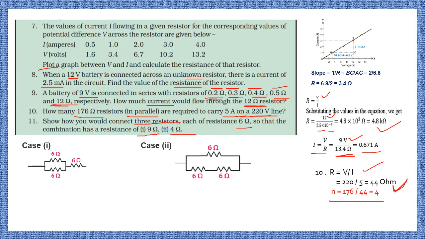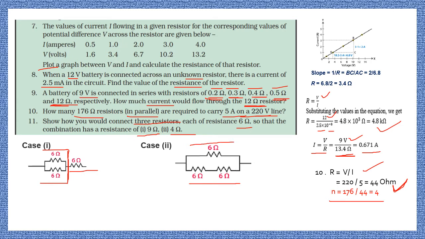There are 3 resistances. To get equivalent resistance 9 ohm, you can connect them like this. First you connect these two in parallel, and then you connect the third one in series with the equivalent resistance of these two. Okay, now case 2, you connect these two in series and then connect the third one in parallel. You can solve and find out the answers also.